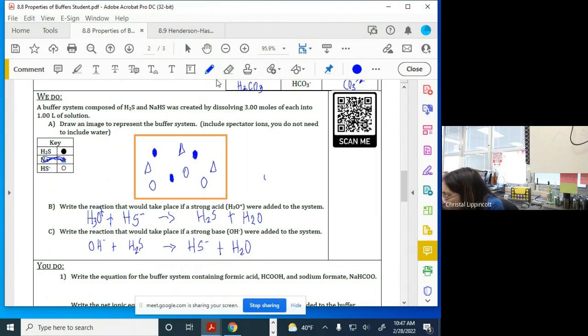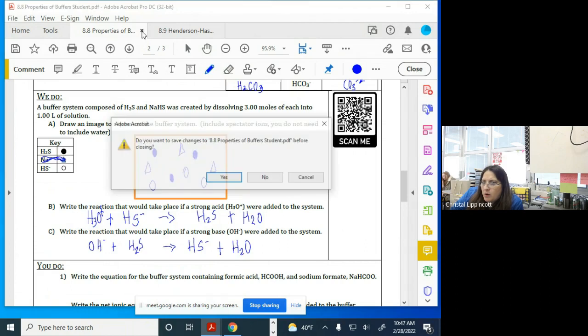So it wouldn't grab onto HS-. Not if this is available, because if we looked at the Ka value, this hydrogen would be more readily gotten rid of than this one, because this one only has one left, and this is already a negative charge. So it's going to be harder to pull this one off than it would be this one. Okay. All right. Any questions on 8.8?